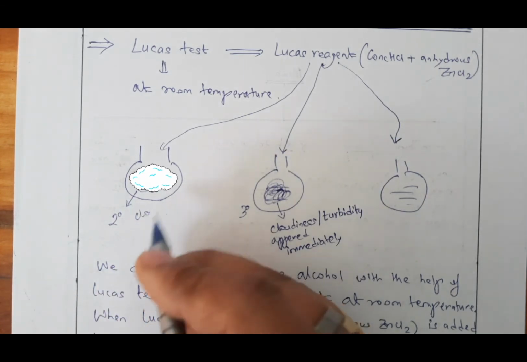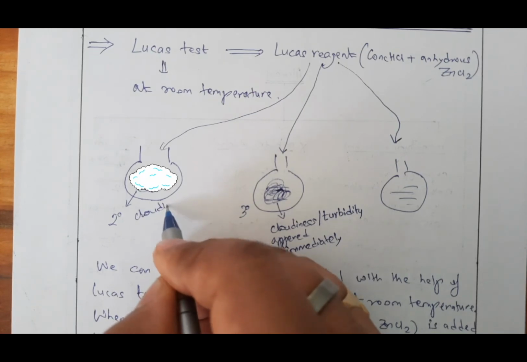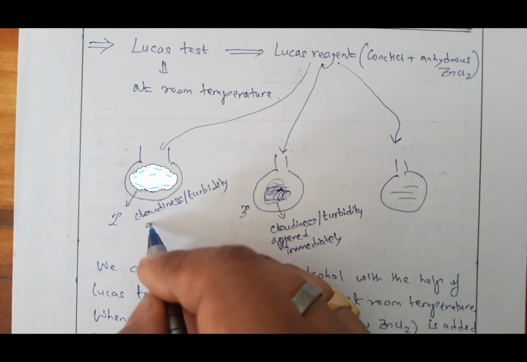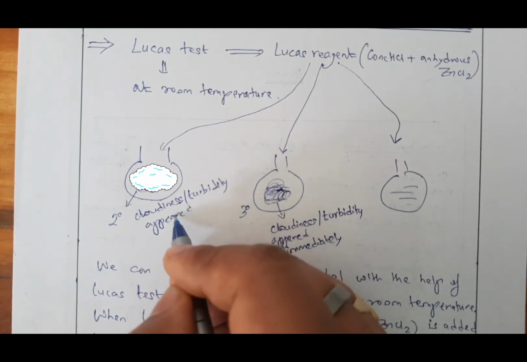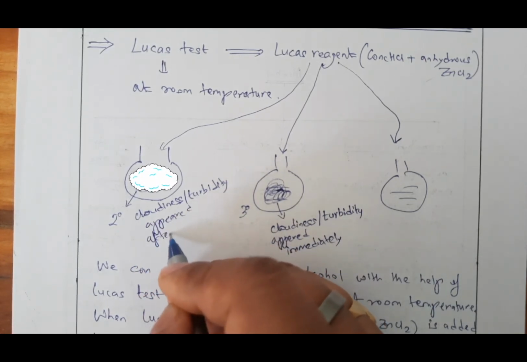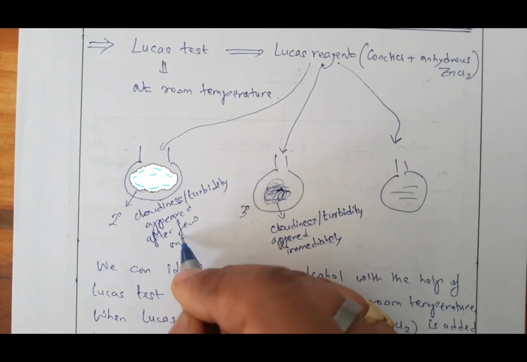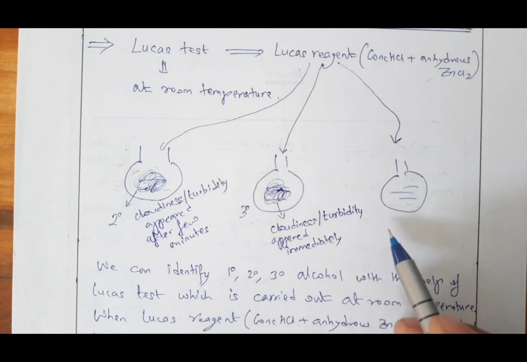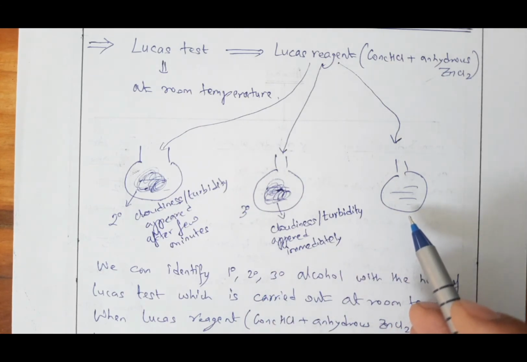After a few minutes, then we refer to it as secondary alcohol. So here also cloudiness or turbidity appeared after a few minutes, then we consider it as secondary alcohol. So if the cloudiness appears immediately, it's tertiary alcohol. If the cloudiness or turbidity appears after a few minutes, then that is called secondary, and this is done at room temperature. Now in this bottle, you waited for a long time, but still cloudiness or turbidity is not appearing at all.